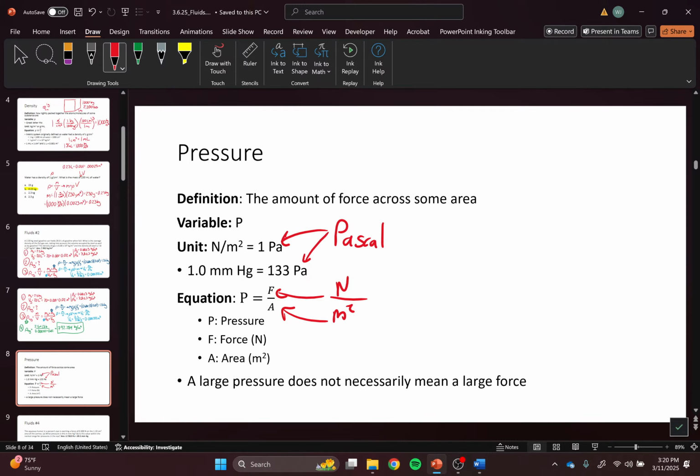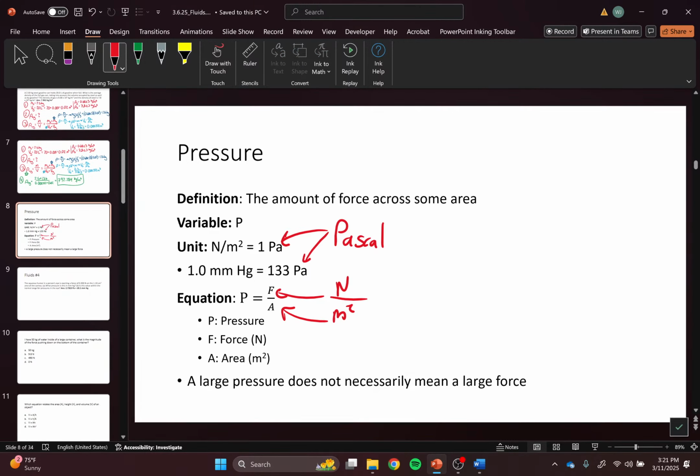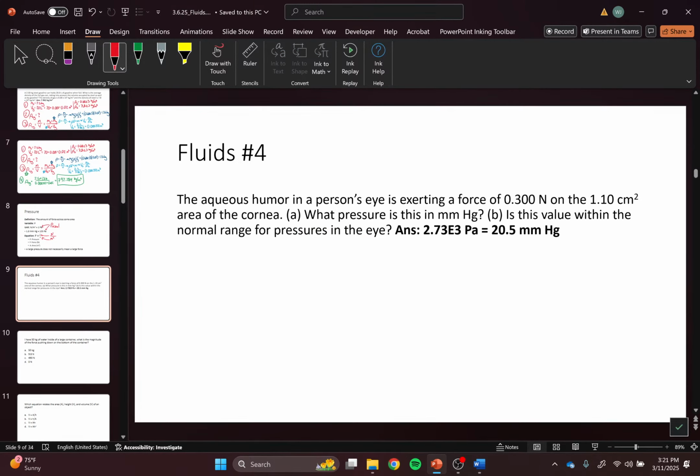And like I mentioned down here, a large pressure does not necessarily mean a large force. You all can see that from the equation. Sure, if force is big, you get a big pressure. But there's another way you can get a big pressure if area is small. If you make the area really, really small, you get a really, really large pressure. Great. Why does pressure matter? That's going to show up in future slides. Pressure is just going to come up again and again. It's so relevant. It's so important for fluids. And we're going to see that as we do stuff with it. So for now, just trust me, it's important. All right. And now we practice.